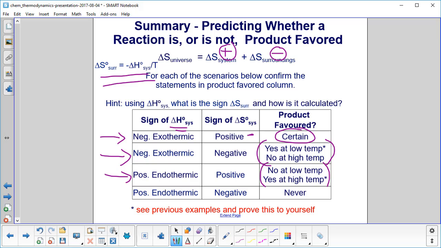Okay, now we have one last thing to show. Where are we? We have delta H naught is positive. Delta S naught system is negative. So now we have to find delta S surroundings. It's the opposite sign of the enthalpy change, the delta H naught, so it's going to be negative. You add two negatives, you get a negative. So therefore, it will never be product favored.